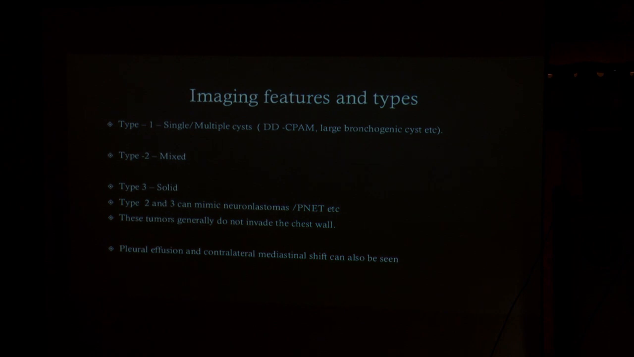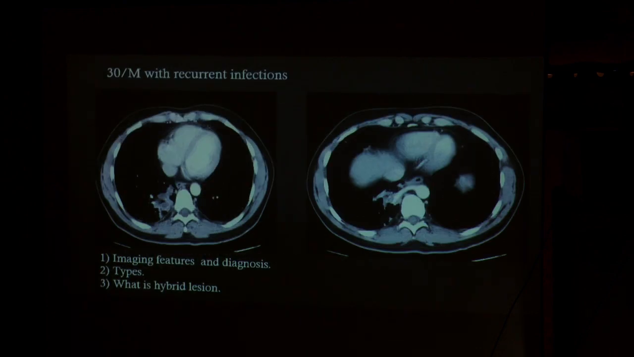It is of three types. Type 1 can be single or multiple cysts. The DDs for this include CPAM, large bronchogenic cysts, etc. Type 2 is mixed type. Type 3 is solid. And for type 2 and type 3 pleuropulmonary blastomas, the differentials include neuroblastomas and PNETs. These tumors generally do not invade the chest wall, and pleural effusion and contralateral mediastinal shift can also be seen.